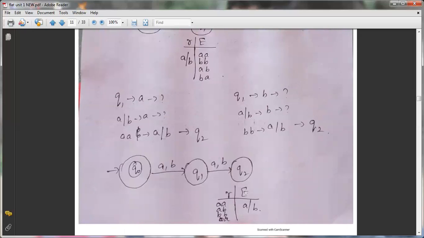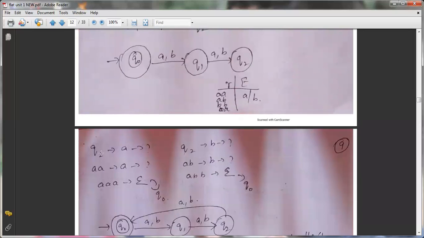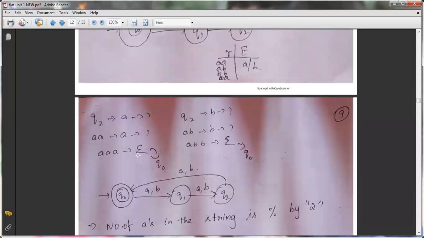So that is Q2. So what is the read value for Q2? I can take A, I can read AA, I can read AB, BA and BB. Okay. So what is the expected value to reach to the final state? I can have A or B because if you take A, it will have AAA, ABA, BBA and BAA also. Okay. So here again I have to calculate for Q2 on A is going to where?